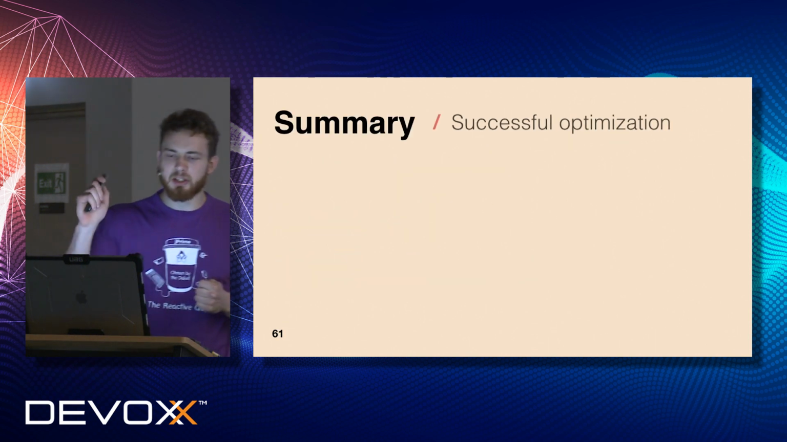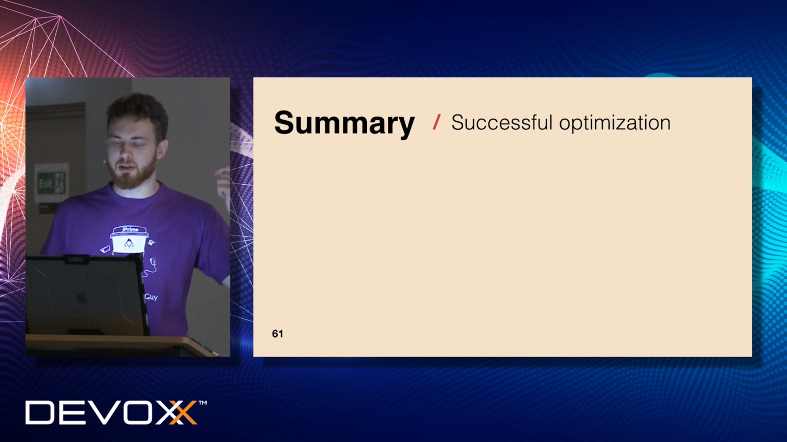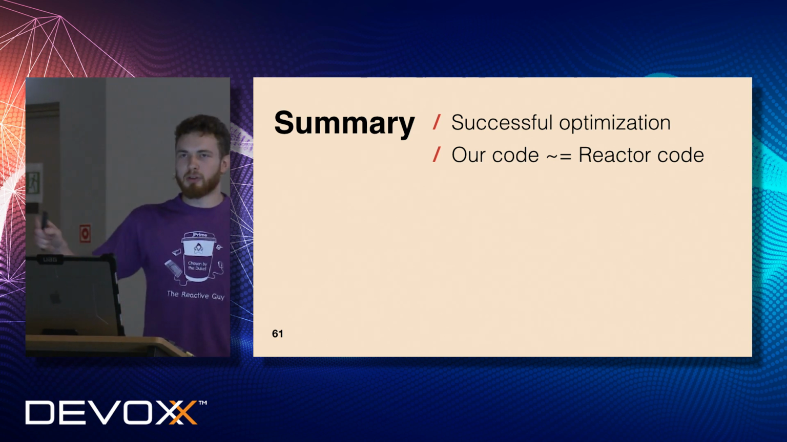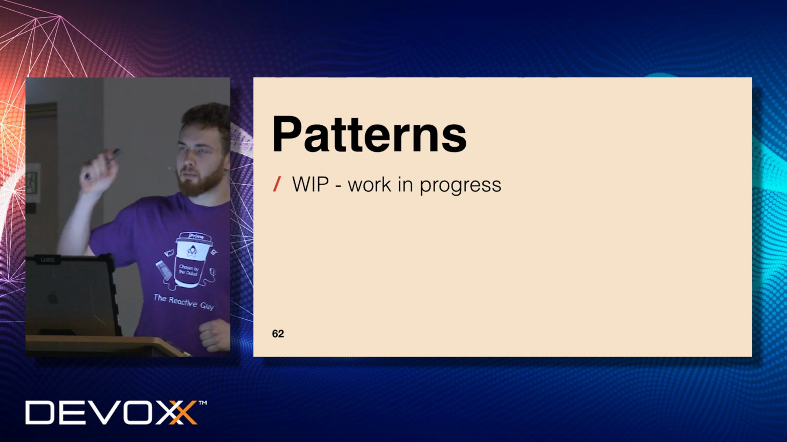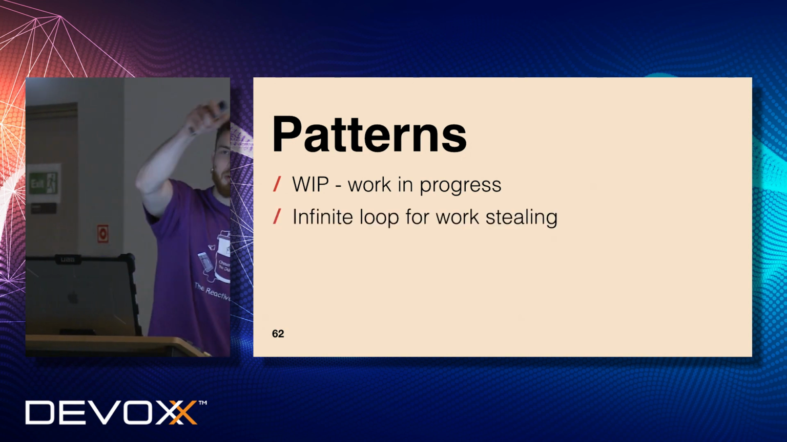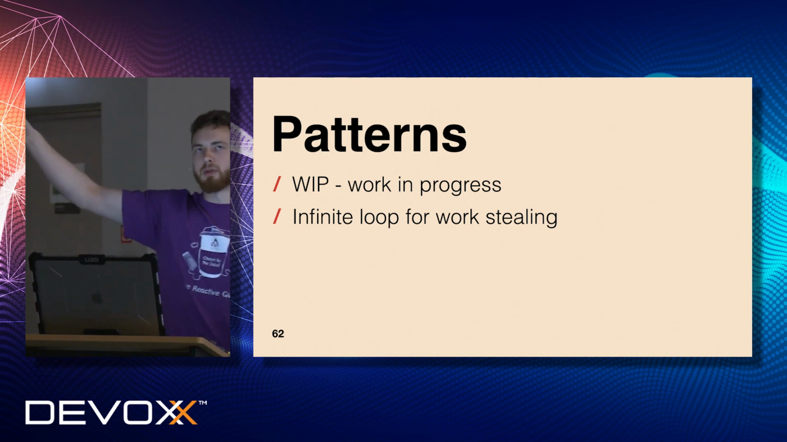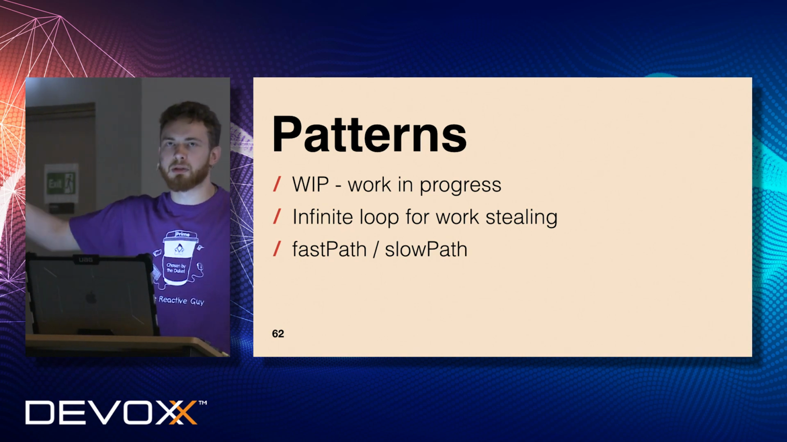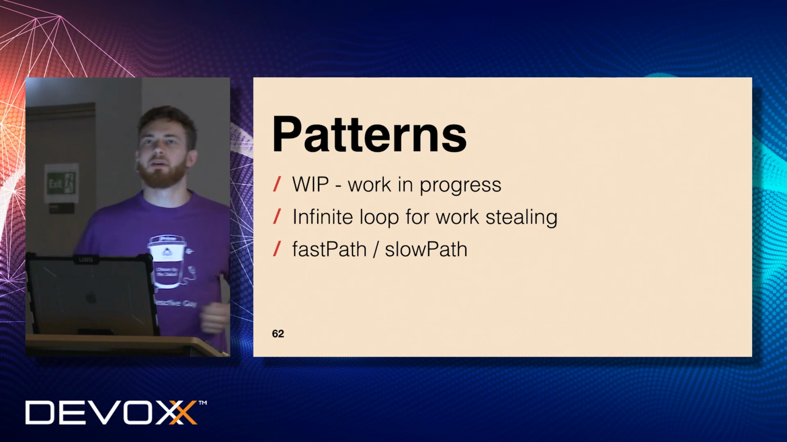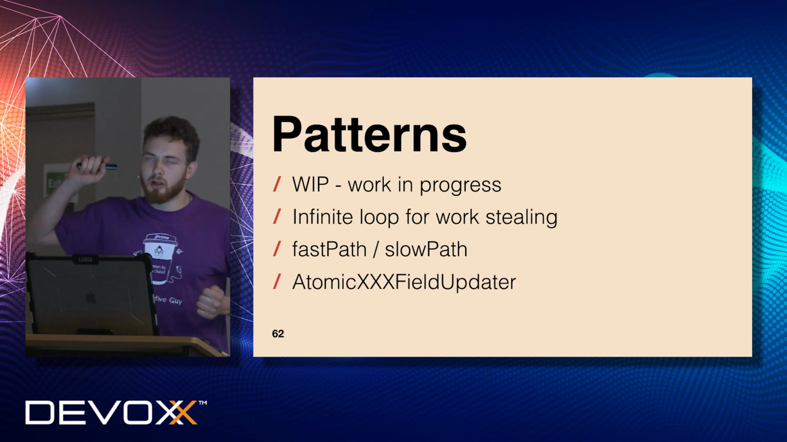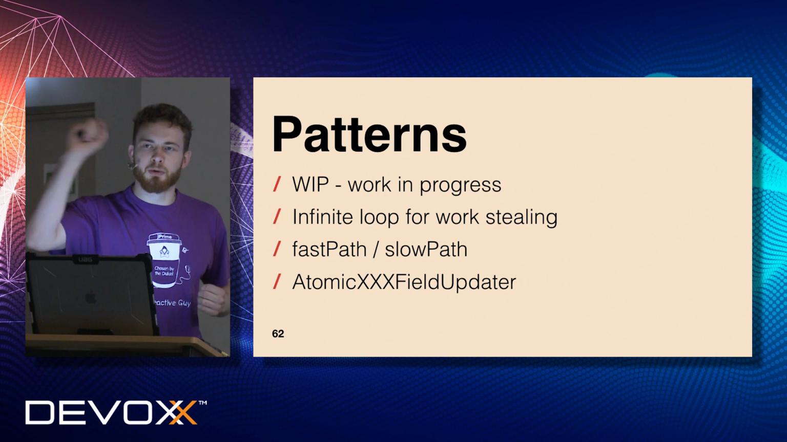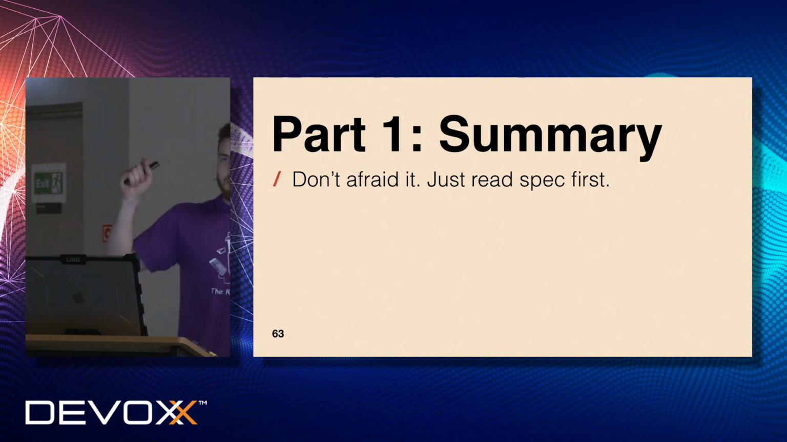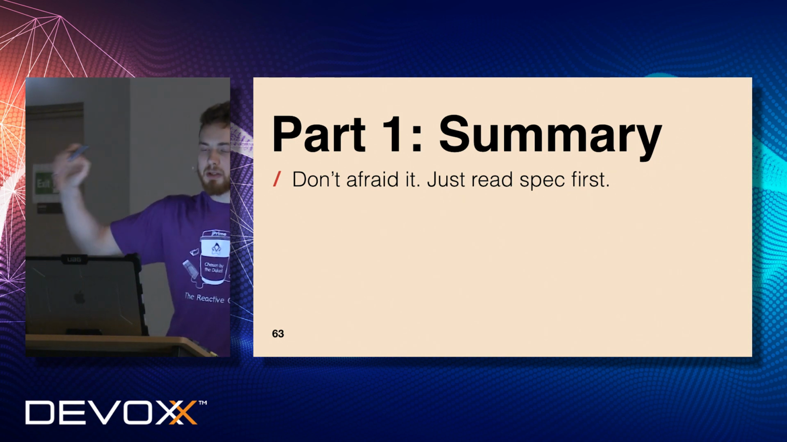All right, so let's do the final summary. We successfully optimized our solution. Our code is equal to Project Reactor, and now we are almost authors of a reactive library. Patterns that we used: work in progress, infinite loop for work stealing and for properly increasing the requested number of elements. Fast path versus slow path in order to decide which kind of optimization we have to do depending on the requested number. And atomic long field or integer field updater in order to decrease the amount of trash for the garbage collector. Finally, for part 1, don't be afraid to implement it, just read the specification.